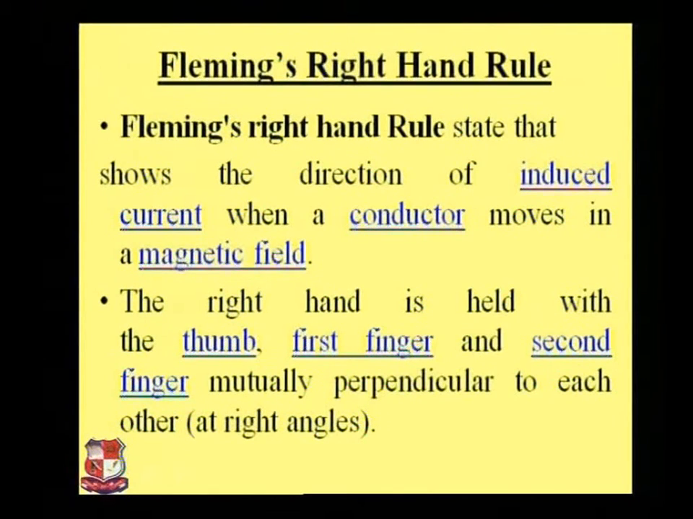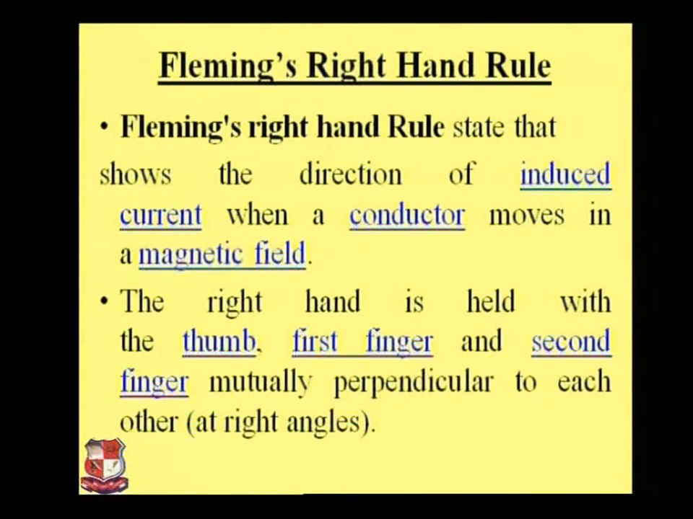Now, Fleming's right-hand rule. Fleming gives two rules, the left-hand rule and the right-hand rule, about the current passing through a device. Fleming's right-hand rule shows the direction of the induced current when a conductor moves in a magnetic field. So whenever you are moving a conductor in a magnetic field, the rule helps find the direction of the current generated in the particular circuit.